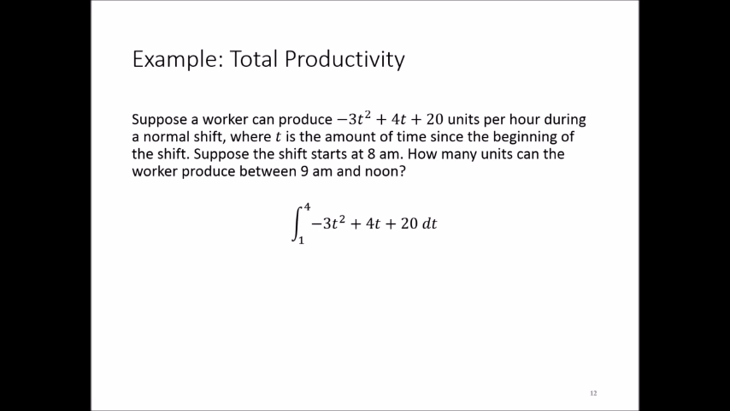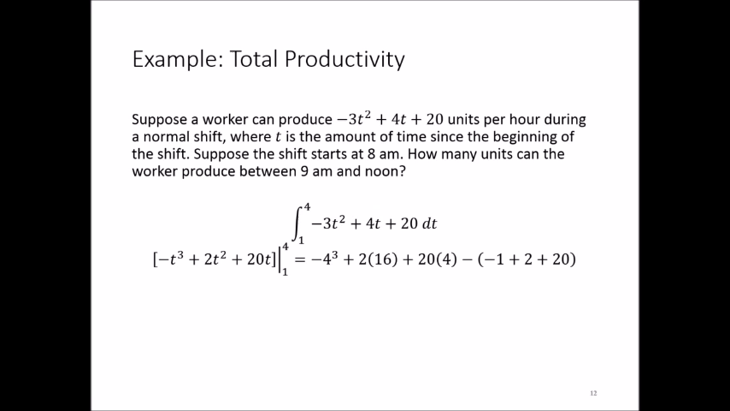All right, so you should have something that looks like this. You're looking at the units produced between 1 hour into the shift and 4 hours into the shift. Go ahead and try to take the antiderivative of that. Pause the video. And go ahead and try to evaluate that at the limits of integration if you haven't already done so.